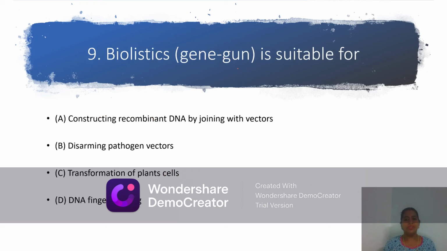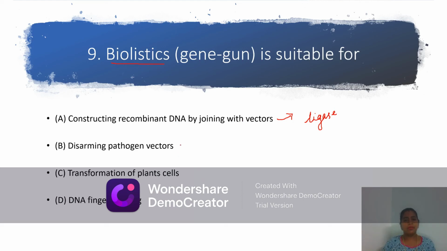Biolistics or gene gun is suitable for what? You already know biolistics or gene gun is a transformation method. Okay, so we'll see the options. Constructing recombinant DNA by joining with vectors. Who is doing that? That's a function of an enzyme only. The ligase will do that function, right? You do not want to use the gene gun here. The ligase enzyme will be joining the DNA with the vector.